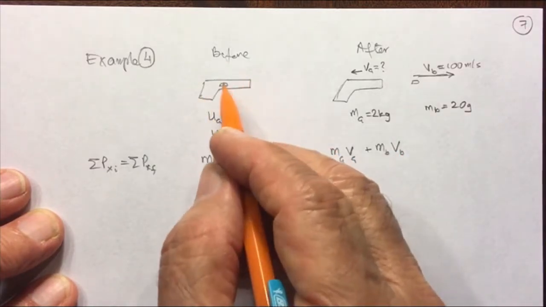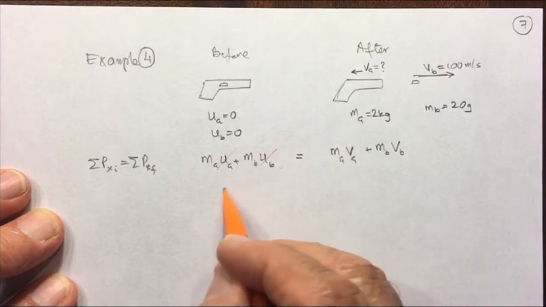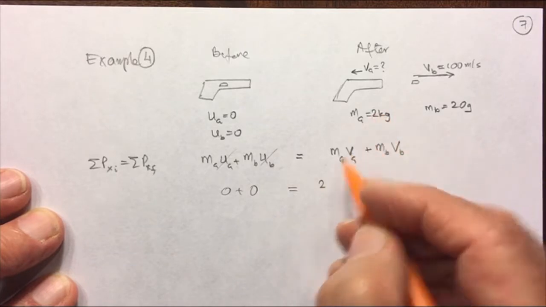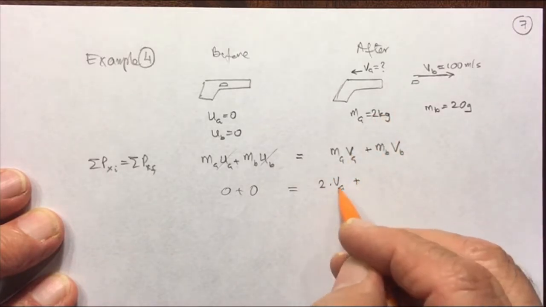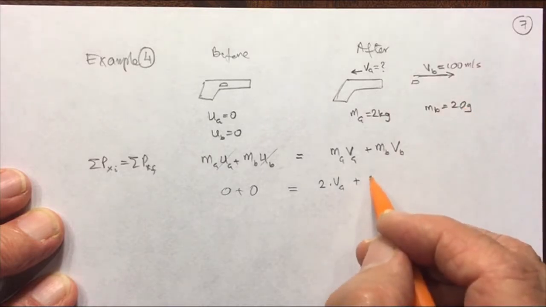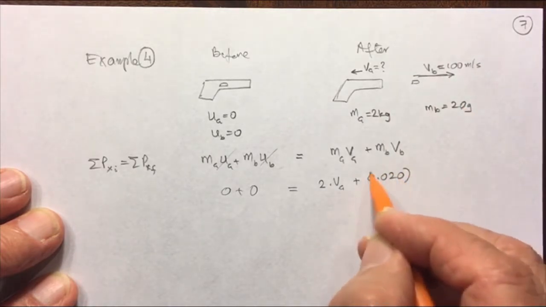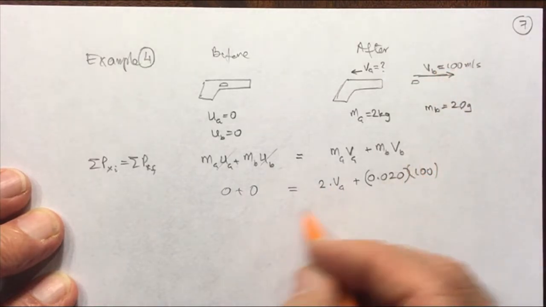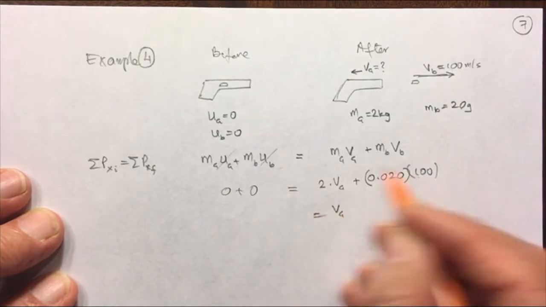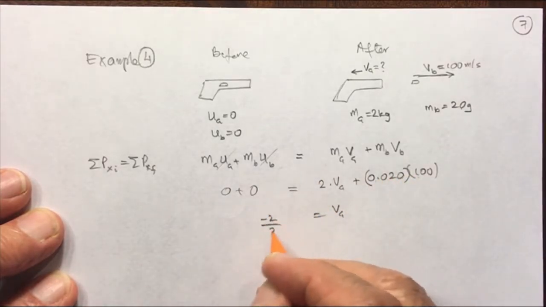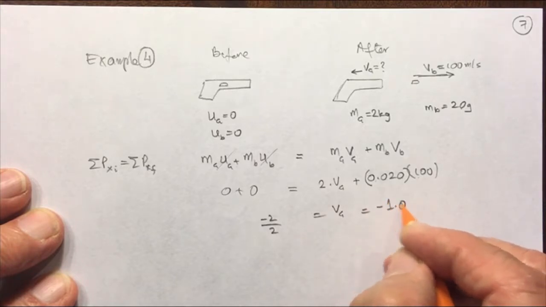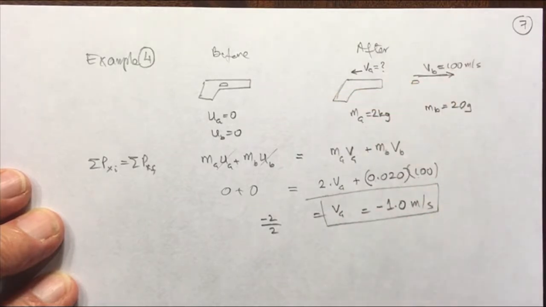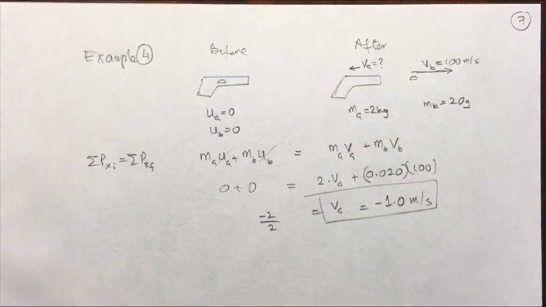Now, they're both stationary in the beginning, so this is 0 plus 0, and mass of the gun is 2 kilograms times speed of the gun, which is the unknown. Mass of the bullet is 20 grams, that's 0.020 kilogram, and speed is 100 meters per second, and therefore V gun is going to bring that on this side. It's going to be minus 2 over 2, so it's going to be minus 1.0 meters per second. So the gun is going to recoil, go backwards at 1 meter per second.